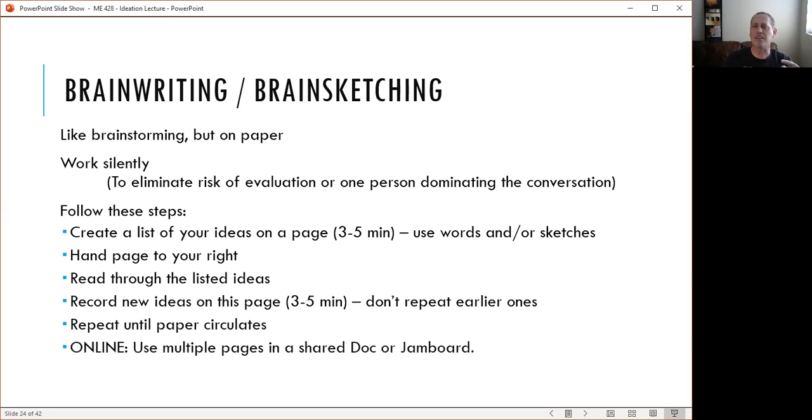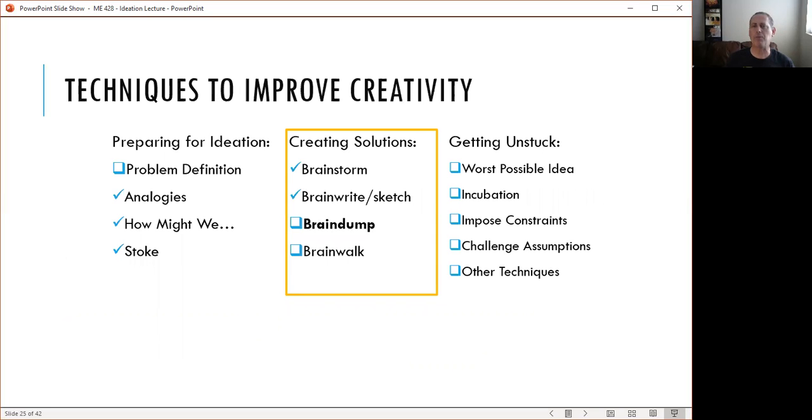And then you keep going until the initial page you started with comes back to you. So again, a shared Google Doc or Jamboard with multiple pages works just fine for this online. This is pretty cool because it totally eliminates someone dominating or the risk of evaluation. Okay, what about brain dump?